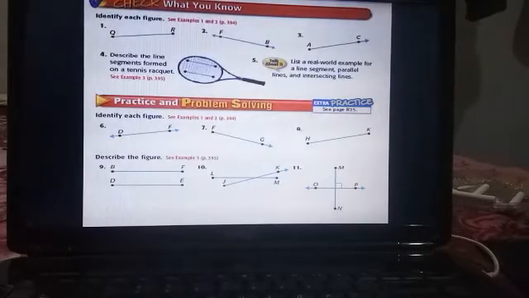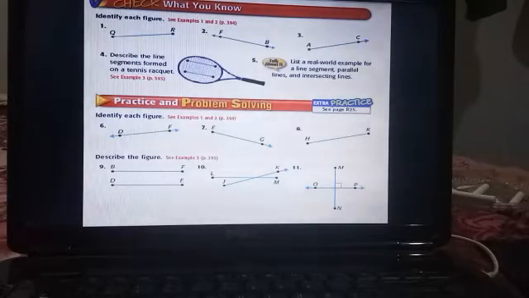Now you can check yourself, identify each figure. See figure number 1 and 2 examples. In the first one, because there is no arrow, it is line segment QR. In figure number 2, having arrows on both sides, it is a line FB, FB or BF. We can say both.